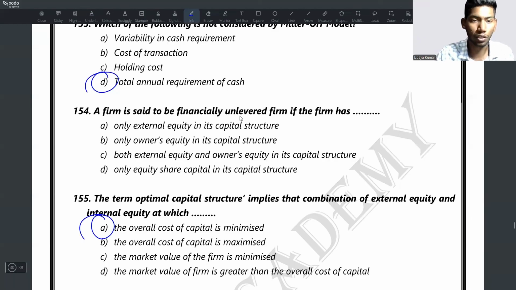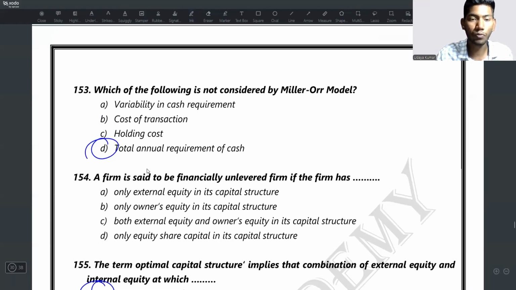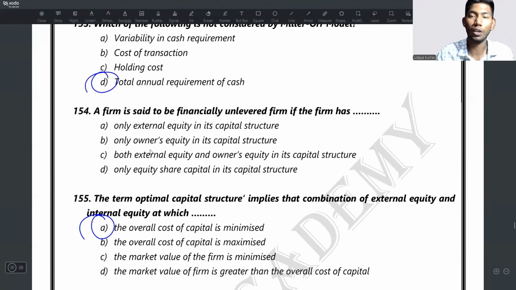Option A. So sorry. So we are discussing question 154. A firm is said to be a financially unlevered firm if the firm has, sorry. Option A, only external equity in its capital structure. Okay. So question 154 we have to discuss, right? So sorry for the inconvenience. So we are discussing question number 154.